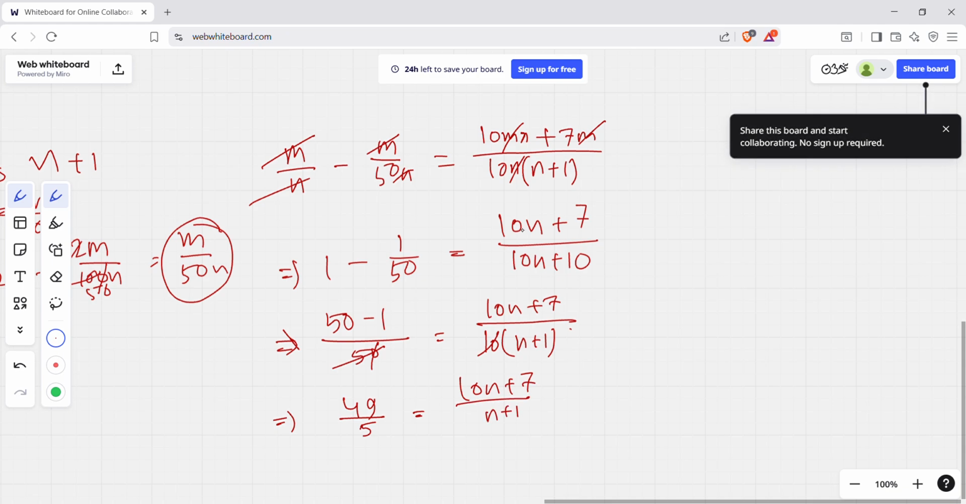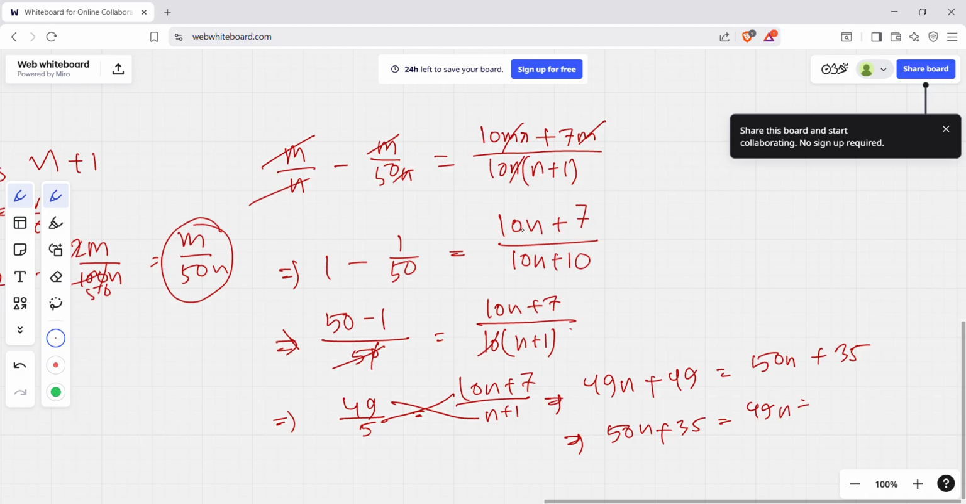So now you have to do the cross multiply. 49n plus 49 equals 50n plus 35. Now you have to switch both sides. Okay, so now 50n minus 49n equals 49 minus 35. So 49 minus 35 will give you 14.